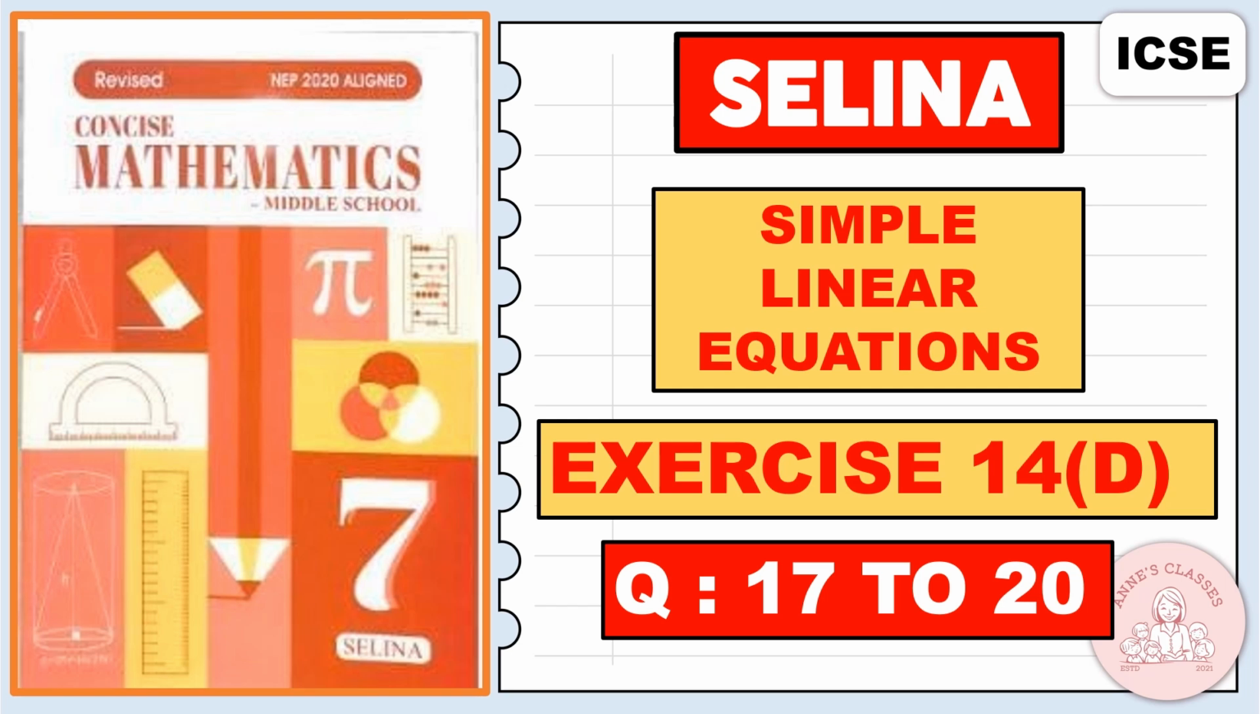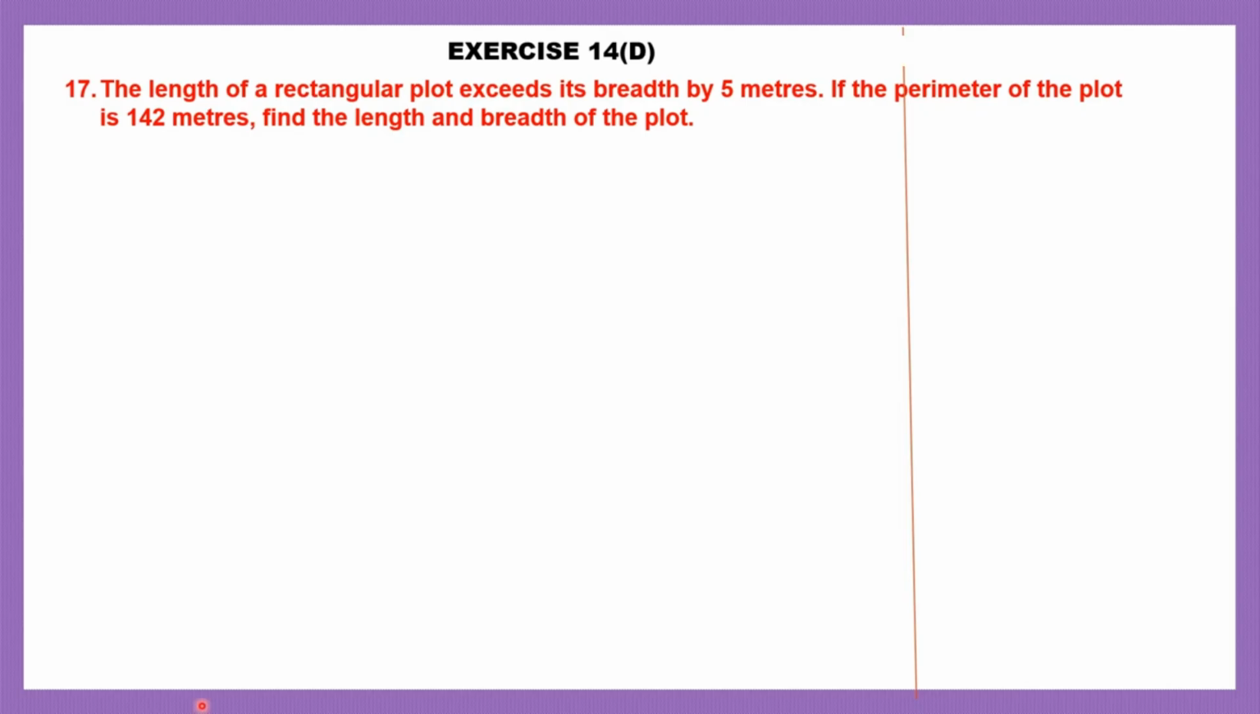Let's do simple linear equations, exercise 14D. We are with question 17. The length of a rectangular plot exceeds its breadth by 5 meters. If the perimeter of the plot is 142 meters, find the length and the breadth.